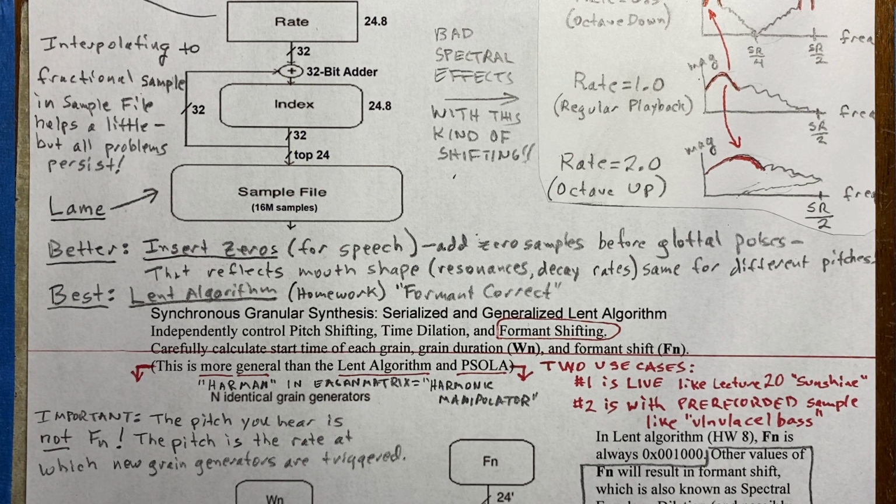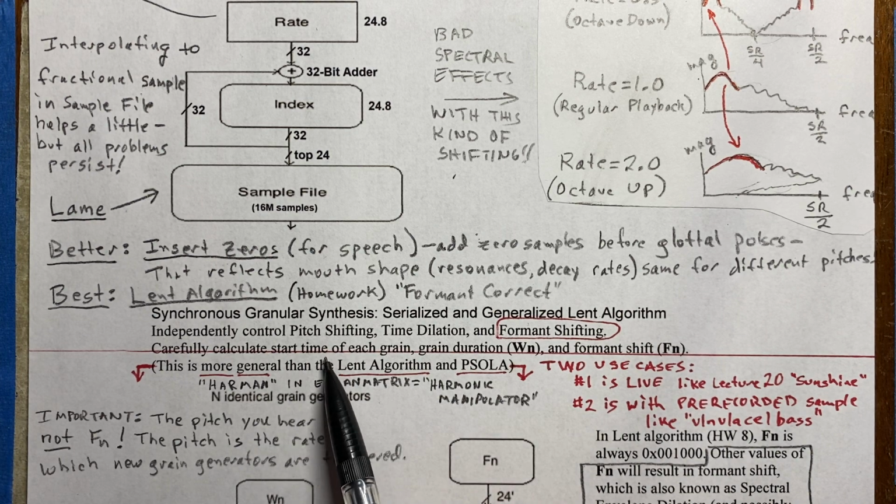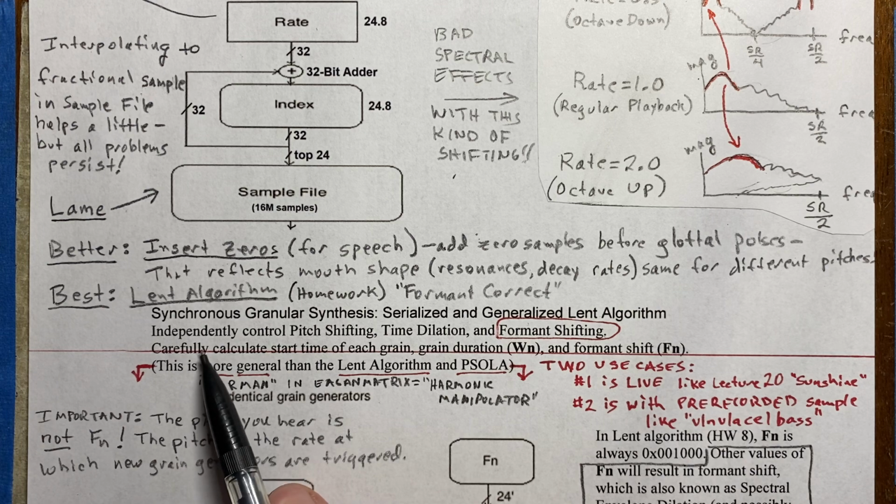No randomness here. This is grain times super carefully chosen in order to implement a serialized, or sample-by-sample, version of that Lent algorithm. So you carefully calculate the start time of each grain. Carefully here is a loaded term. It means you've got to start grains accurate to a fractional sample. You can't just round to the nearest sample all the time. You've got to do fractional sample accuracy. You'll see what that is in a second.